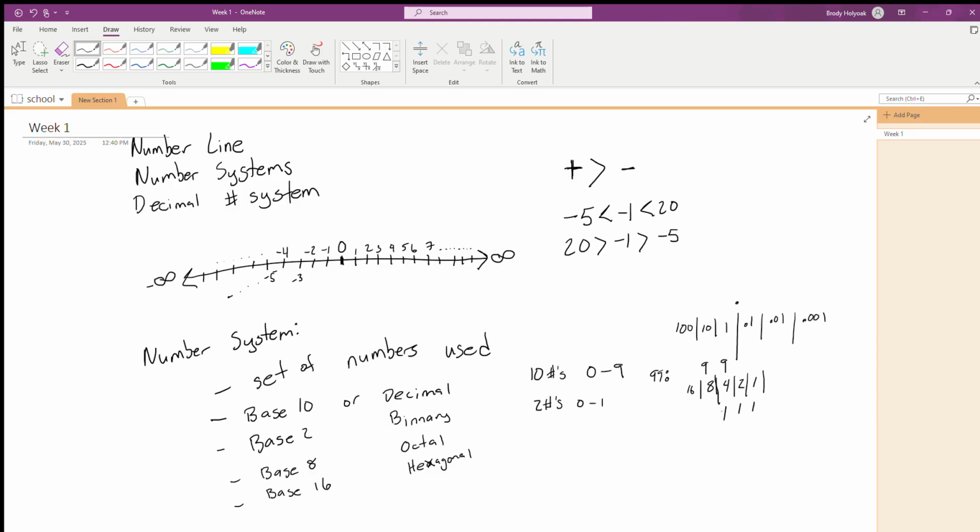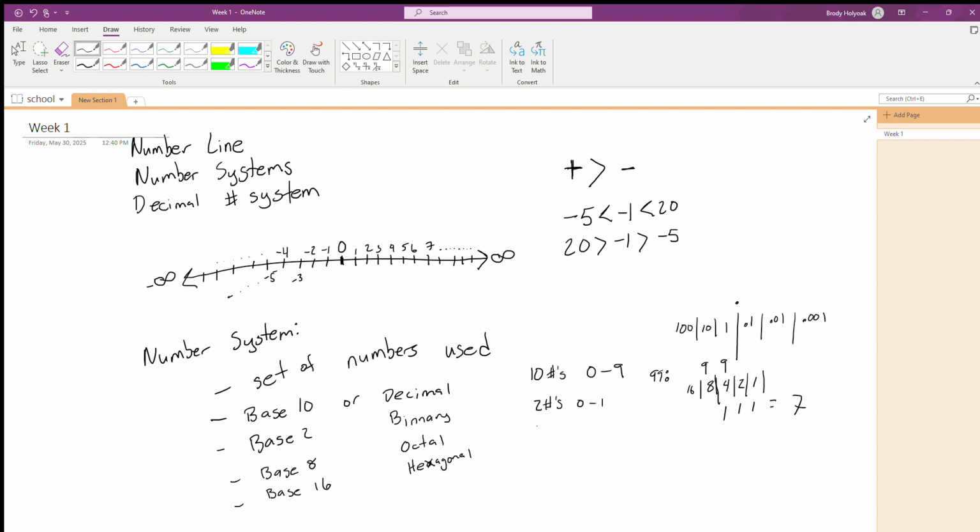So if I've got a number that's 1, 1, 1, that is 1 in the 4, 1 in the 2, 1 in the 1, which gives me a total of 7. So I can represent this information, the number 7 that we're used to, as a series of 1s and 0s.